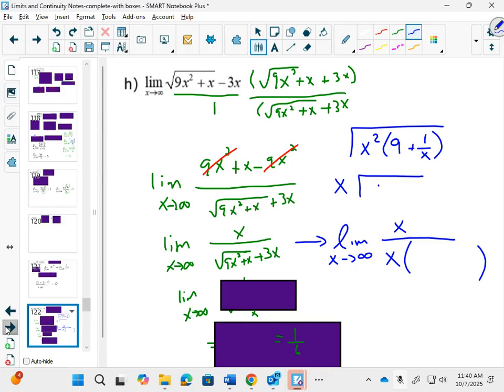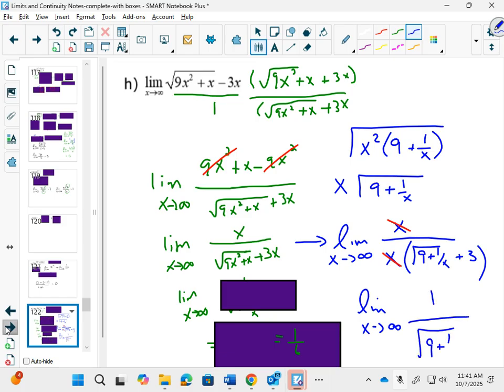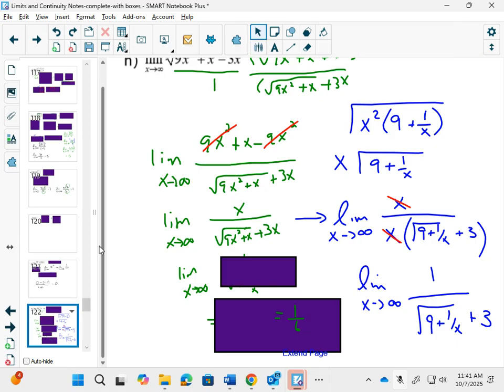And then this will equal that's taking the x out of the square root of 9x squared plus x. And taking the x out of 3x will be plus 3. Then these would simplify. And if you take the limit now as x goes to infinity, you see that the 1 over x will be 0. And on the bottom you get 1 over the square root of 9 plus 3, which is 1 over 6.